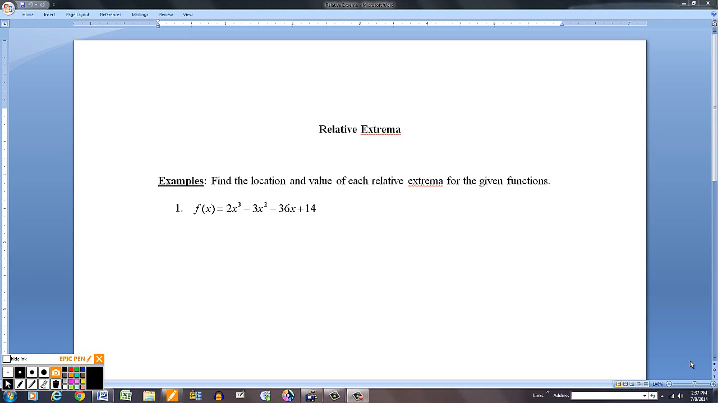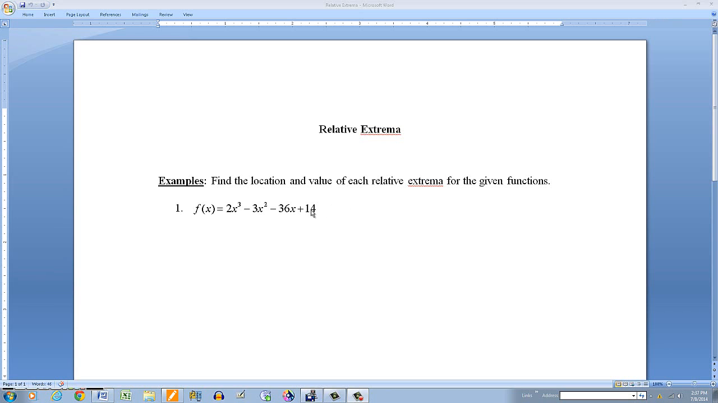Okay, in this video we'll be looking at a method for finding the relative extrema of a particular function. Extrema is the plural for extremum, which refers to either a maximum or a minimum value. Let's look at the first example and we'll look at the graph so we can clarify what we're talking about. It says find the location and value of each relative extrema for the given functions.